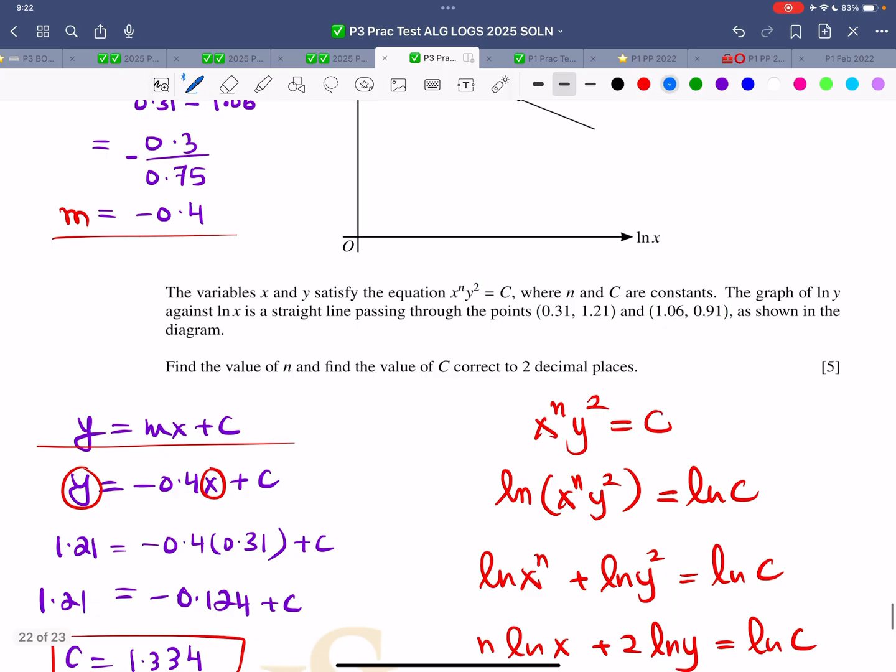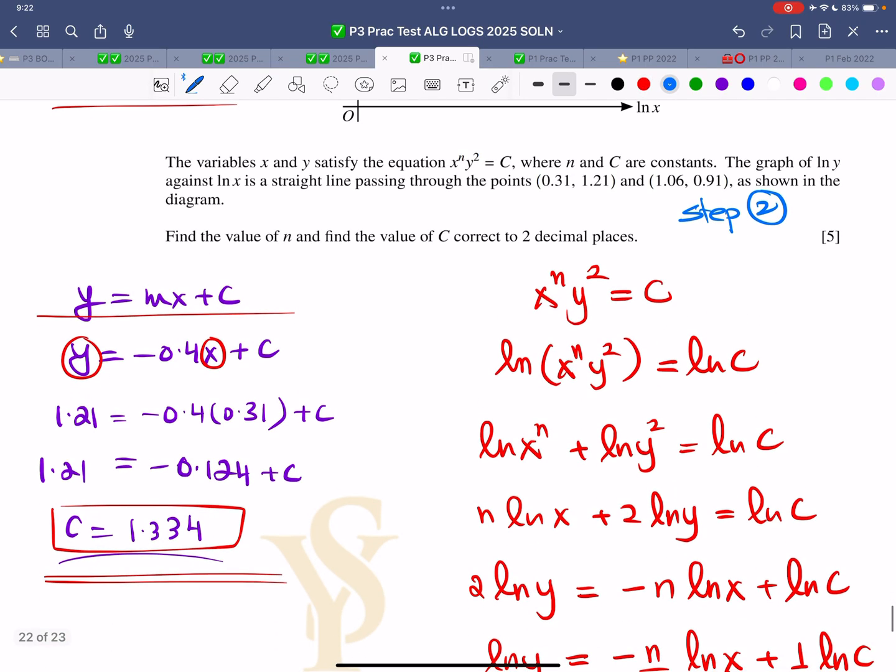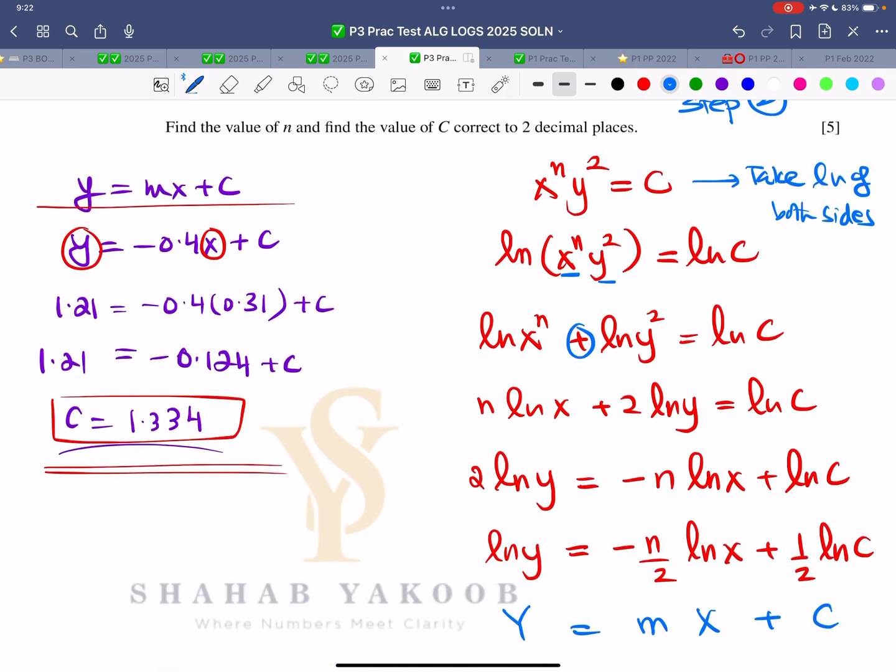Now let's talk about step 2. Step 2 is about ln. Take natural log of both sides. When we take ln of both sides, ln of x power n times y squared. They are multiplying, so there is a plus sign. This n goes down, this 2 goes down. n ln x plus 2 ln y is ln c.